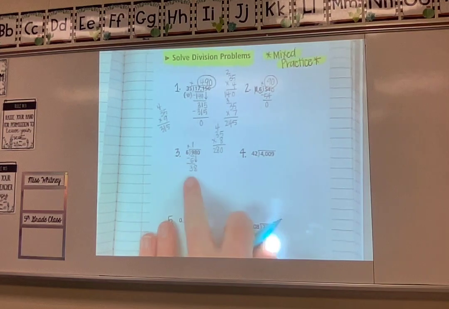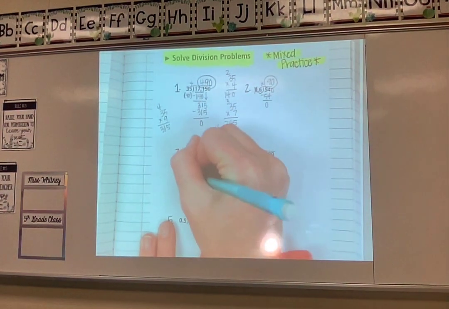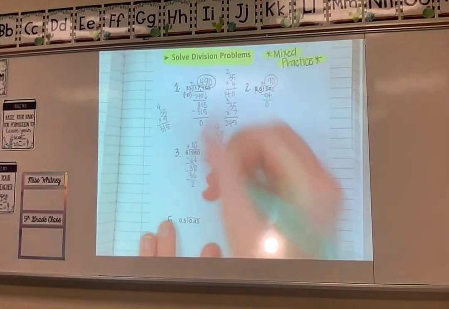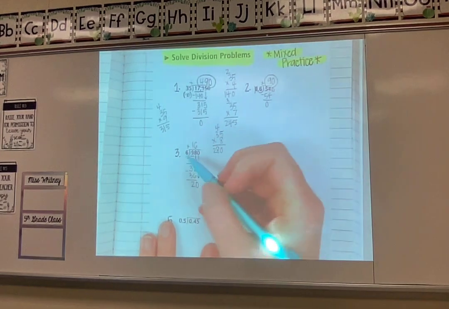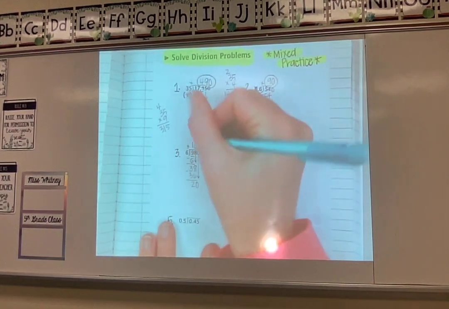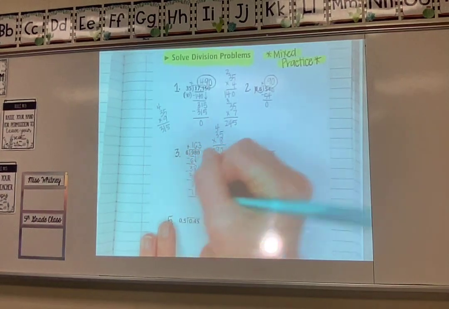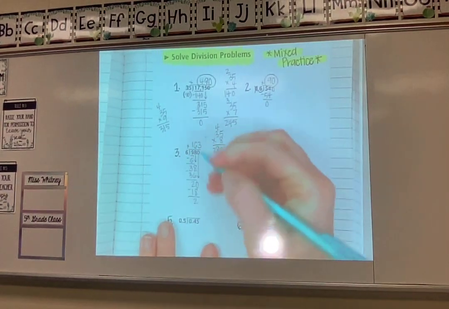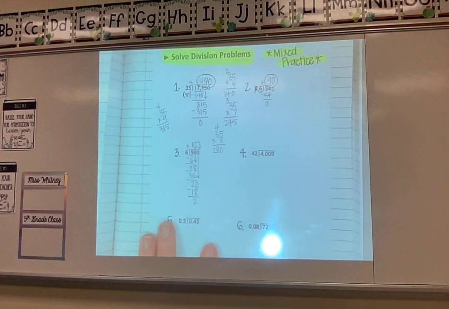How many 6s will go into 38? That would be a 6. 6 times 6 is 36. Subtract, which gives me a 2. Bring down again. How many 6s will go into 20? That would be a 3. 6 times 3 is 18. When I subtract, I get a 2. Now I have nothing to bring down, so I need to pause and think.